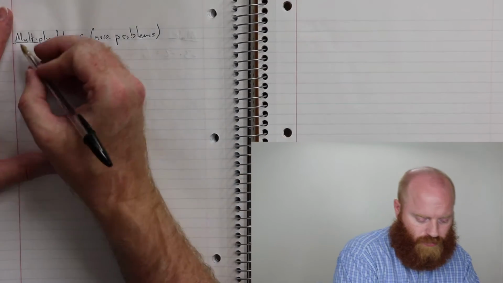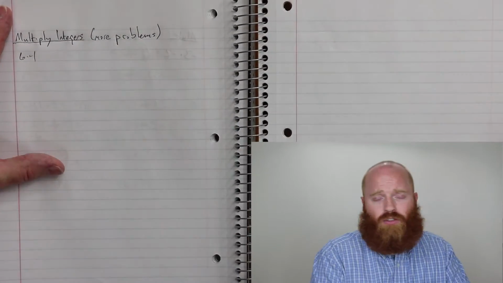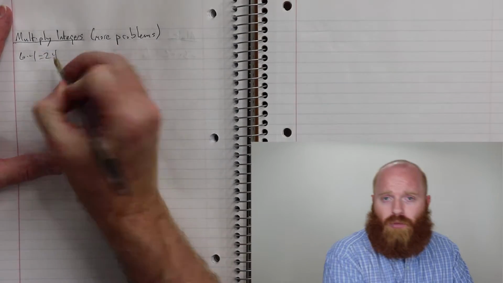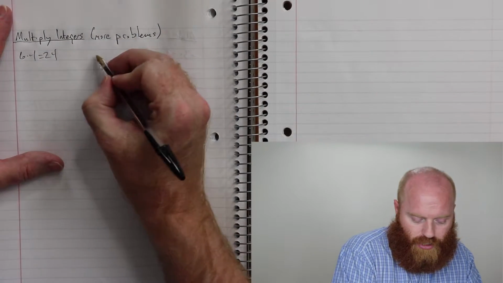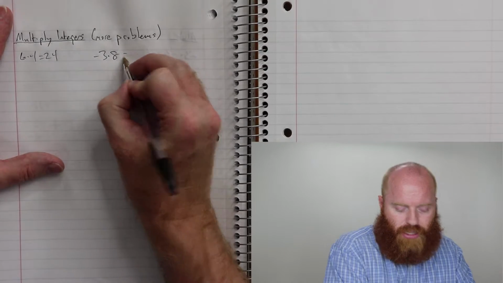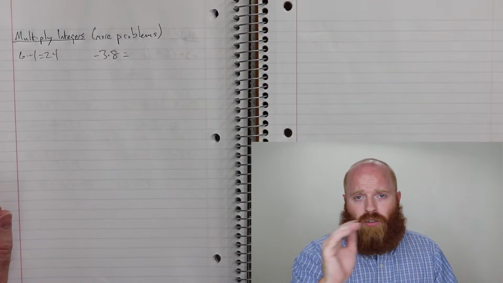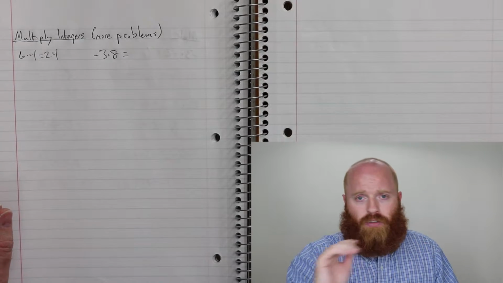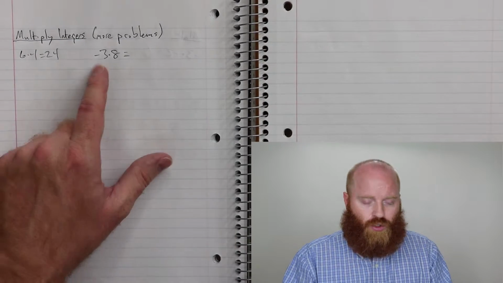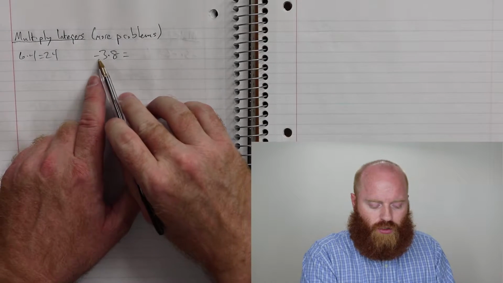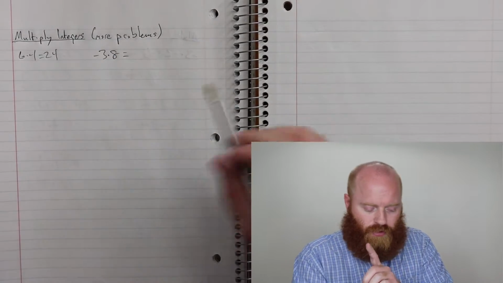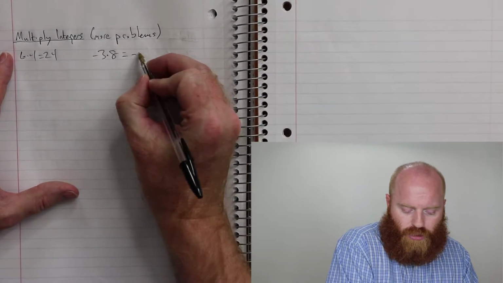Multiplying integers. 6 times 4 is 24. Wasting everybody's time. I'm not going to do that anymore. Let's take negative 3 times 8. If you remember my table, positive times a positive is a positive. Positive times a negative is a negative. Negative times a positive is a negative. And negative times a negative is a positive. So go back to that table and you'll know that if there's only one negative, the answer is going to be negative. And you just take 3 times 8, which is 24.